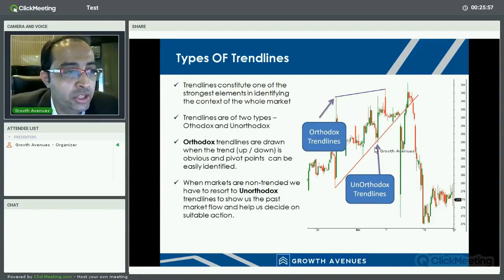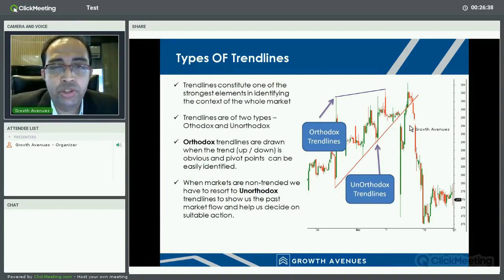For example, you can see in this chart itself, I have shown you an orthodox trend line, and this orthodox trend line is connecting two highs. But apart from that, it is not giving you much clarity on what exactly is going to happen. However, if you see the unorthodox trend line, it gives you a sense of the market flow, and it is connecting a series of lows. And this red line, which is the unorthodox trend line, when that is broken, you will be able to take action.